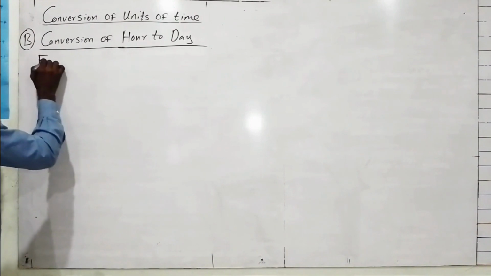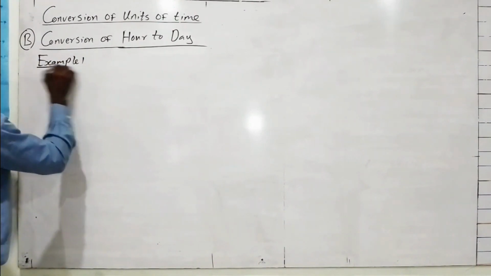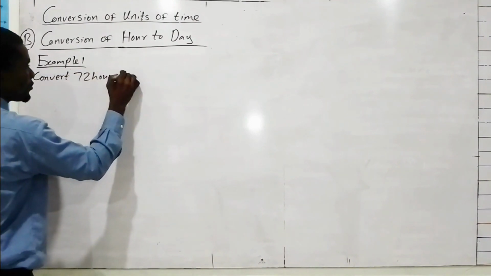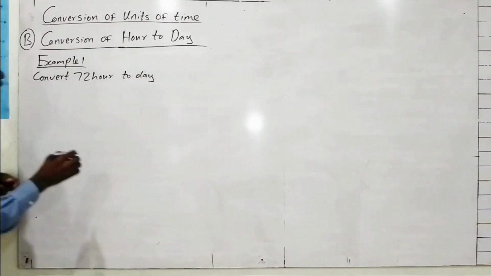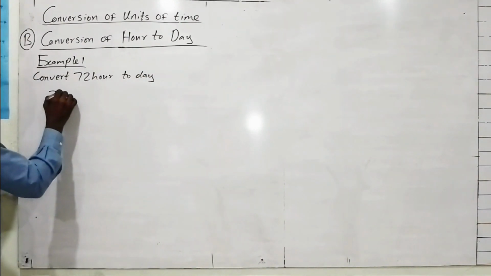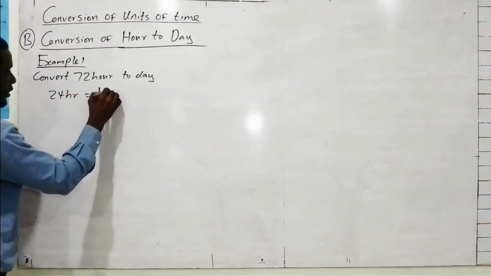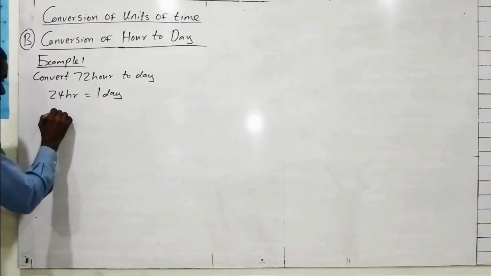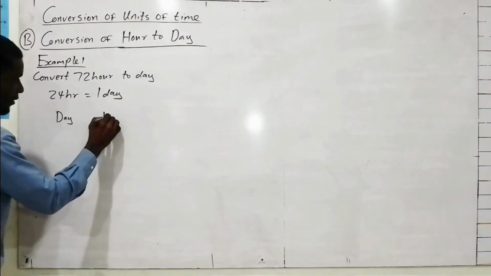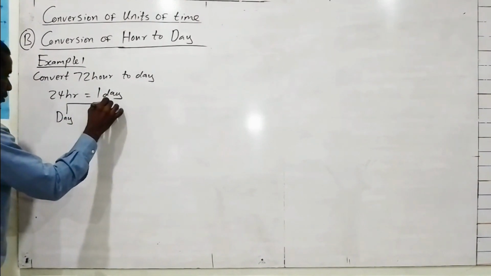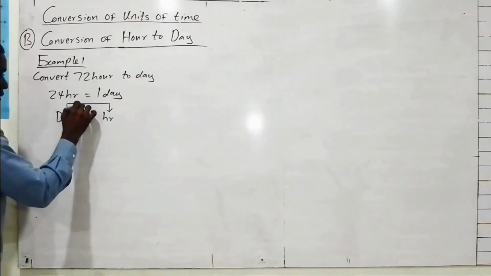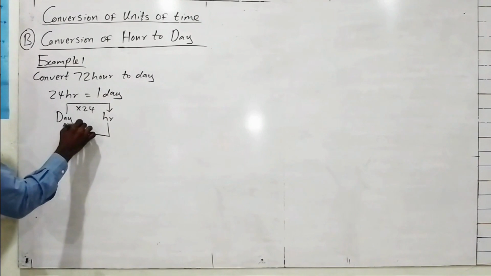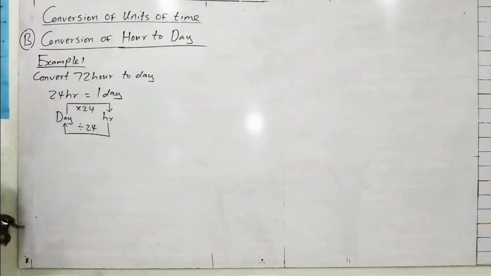Now, our first example says, example 1: convert 72 hours to day. And we recall that 24 hours equals 1 day. When converting from day to hour, what do you need to do? You multiply by 24. And when converting from hour to day, you divide by 24. That is what the rule says.